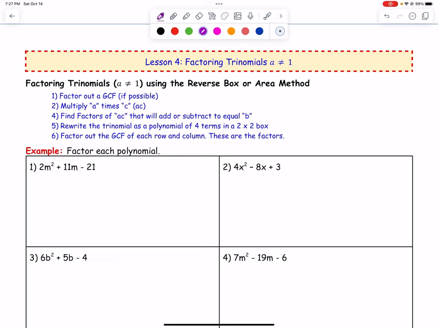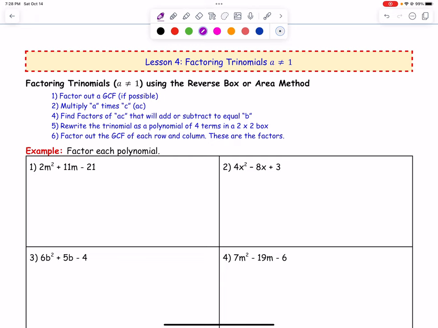In this video, let's take a look at factoring trinomials where a does not equal 1 using the reverse box, or the area method as it's called. So first you always factor out a greatest common factor if possible. Then you multiply the a times the c value, and you're going to find factors of a times c that add or subtract to equal b.